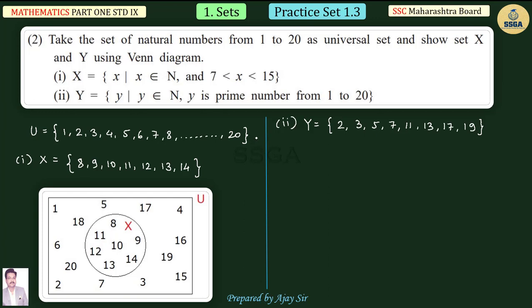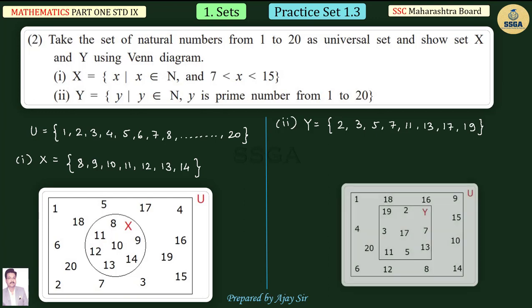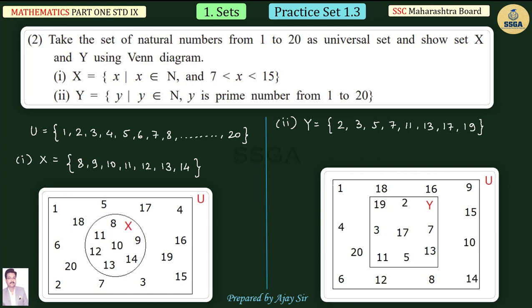So again this set also we can represent by a Venn diagram. Those elements that are in Y, we will write inside one circle we draw, and the remaining elements outside the circle, and a rectangle we can use as the universal set. Therefore this second question is represented by a Venn diagram. Inside we can use a square also.